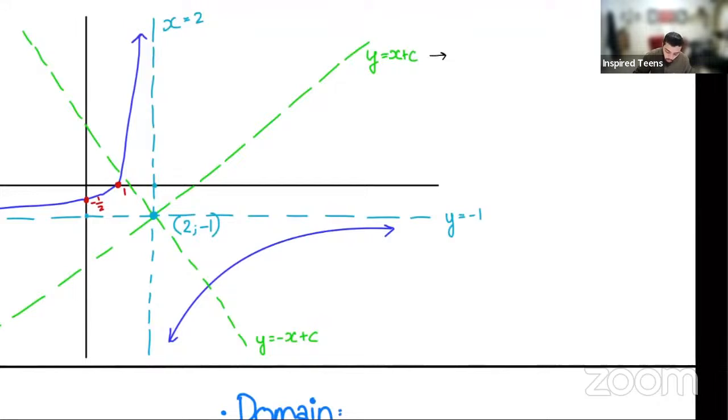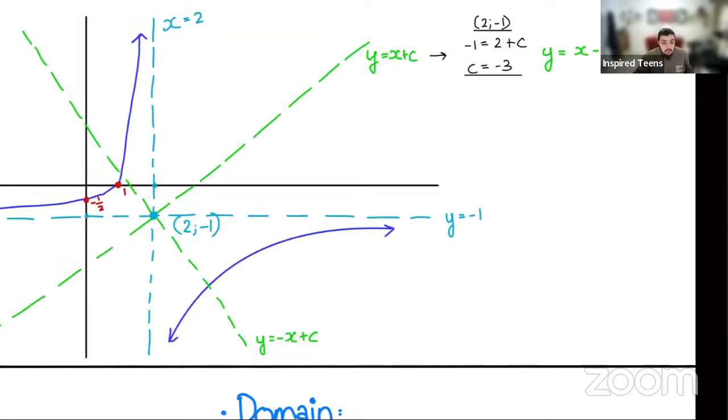We can say y is negative 1. So we're subbing in 2 and negative 1 into all of these equations. We can say negative 1 is equal to 2 plus c, so c is equal to negative 3. So this equation is actually y is equal to x minus 3.